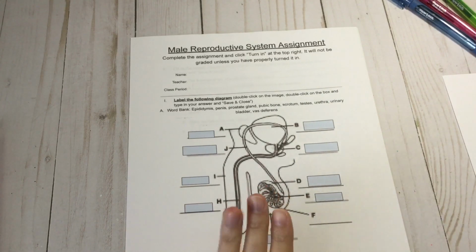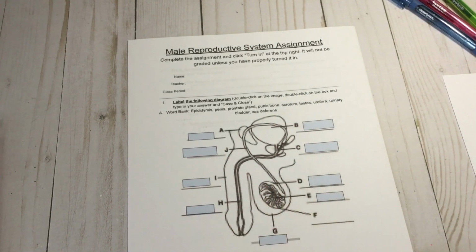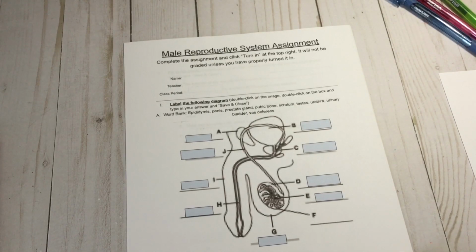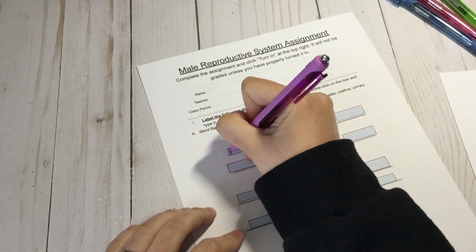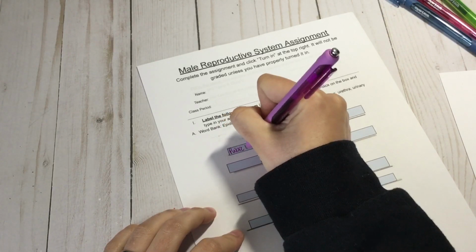So I'm going to talk about the male and the female in this, and I'm going to fill this out. It's not going to be a lot of conversation. Not that y'all were really answering me to begin with, but we'll pretend. Okay, so I'm going to start with A. That is the pubic bone.